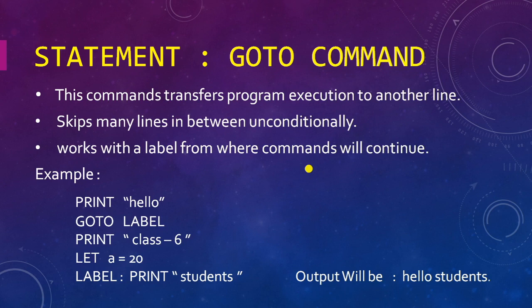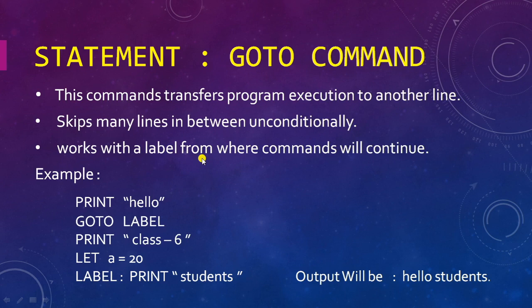But if I use the go to command, I can skip a few steps. I can go from the first program line to the ninth program line, again from the ninth program line to the sixth program line. I can do this unconditional jumping with this go to command. Sometimes we need to do that, that's why we use this go to command. This command transfers program execution to another line, skipping many lines in between unconditionally. Just now I told you, it works with a label.